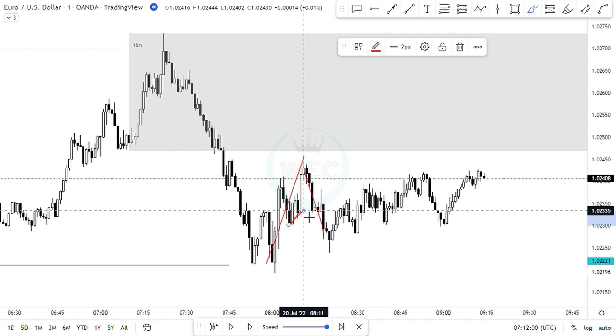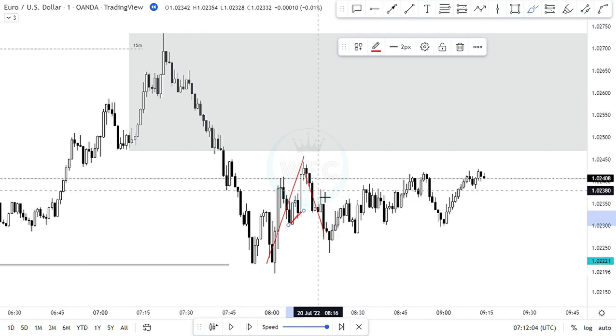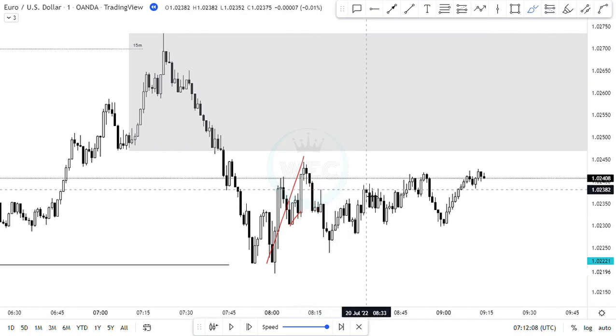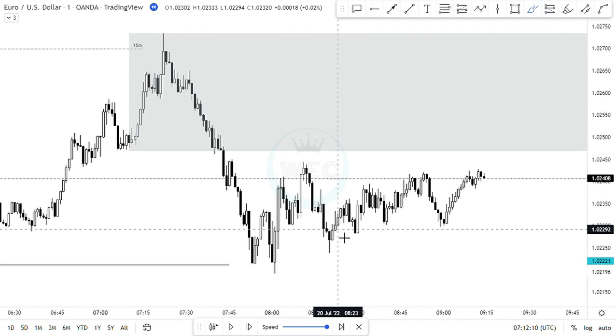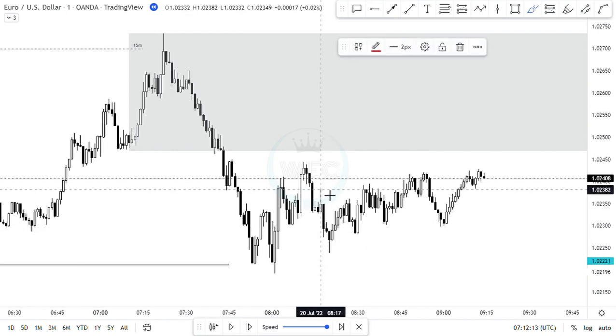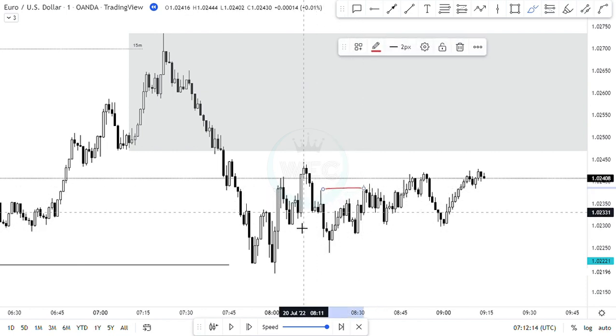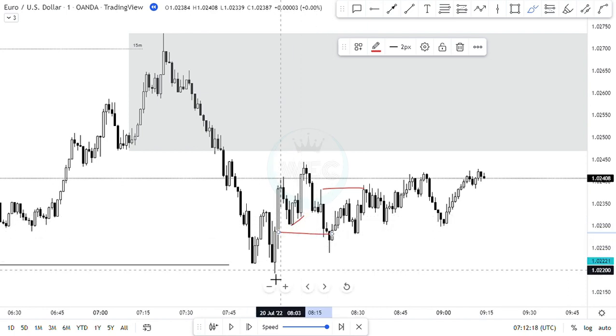And what am I waiting for? I'm waiting for price to give me a very beautiful confirmation that is taking out this high in here. Then I can go for my trades. Okay, so real quick, we can see how price takes out this high after grabbing all this liquidity and tapping into this demand zone. That's my first trade.